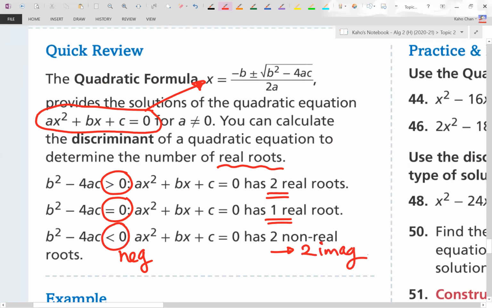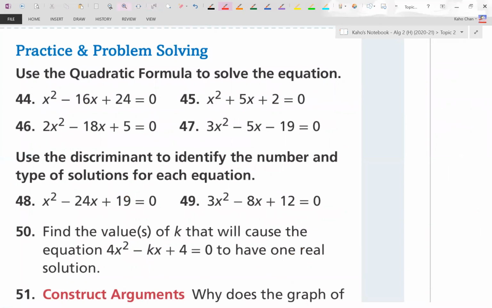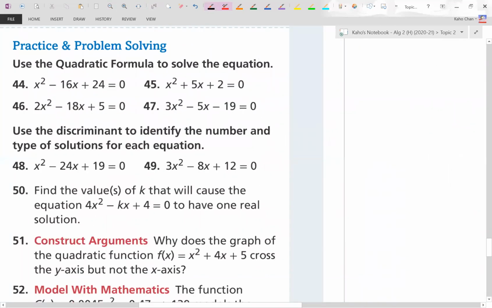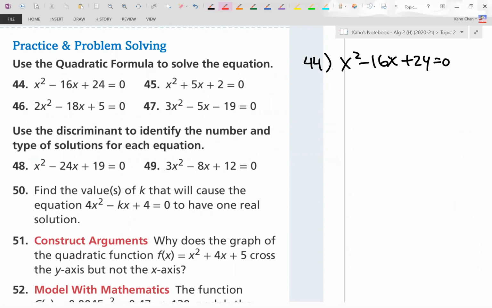All right, let's try some problems. Number 44. Here we go. x squared minus 16x plus 24. The quadratic formula solves everything for you. If you are in standard form, a is 1, b is negative 16, c is 24.